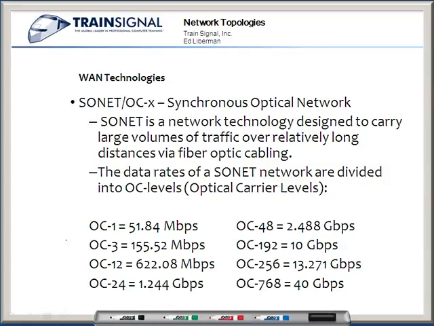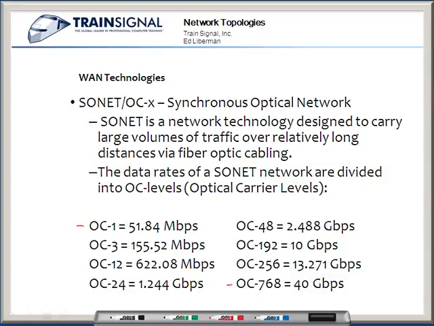Now, the actual data rates of your SONET network are divided into your optical carrier levels. And at the bottom of the screen here, I have the different OC levels, where basically we have something called OC1, which is a little over 50 megabits per second, ranging all the way up to OC768. And I will tell you, that's not as high as it goes. It does go higher than that, but OC768 would be 40 gigabits per second. So you can see there are some pretty fast speeds involved with SONET.